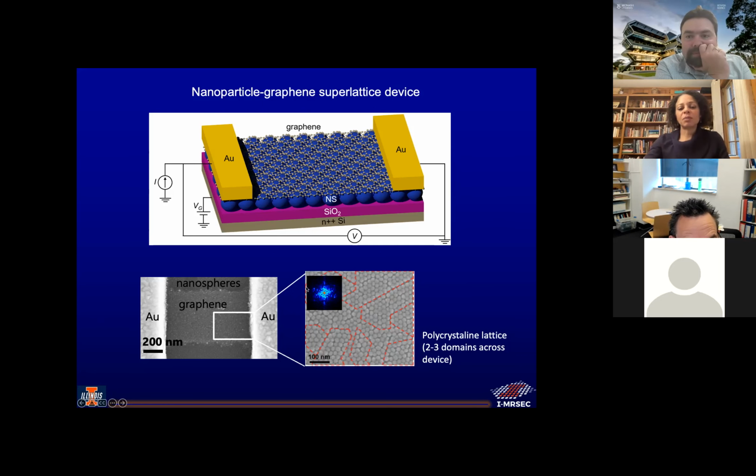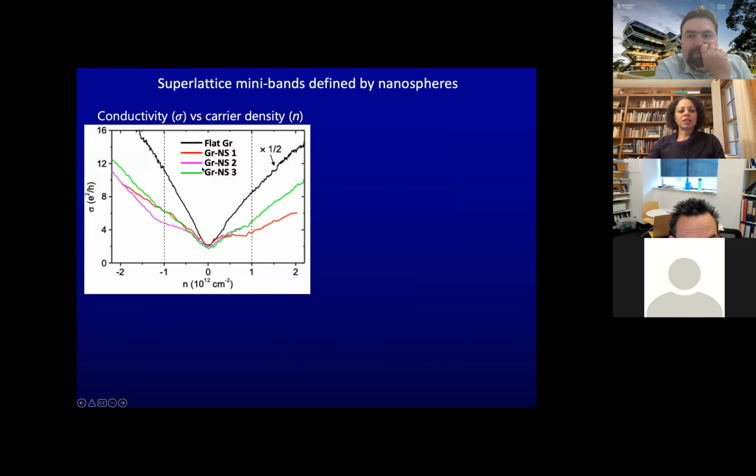Okay, so now we measure transport across this thing, and we see something that looks like this. This is the flat graph. This is conductivity as a function of density or gate voltage. And the black is flat graphene. And then the green, the red, and the purple are graphene on nanospheres.